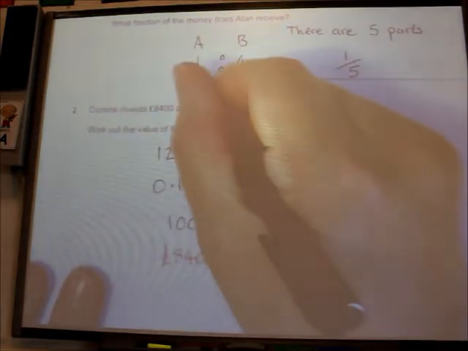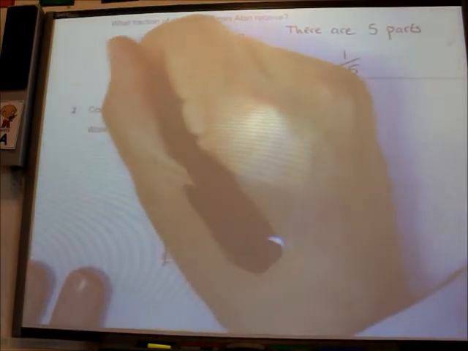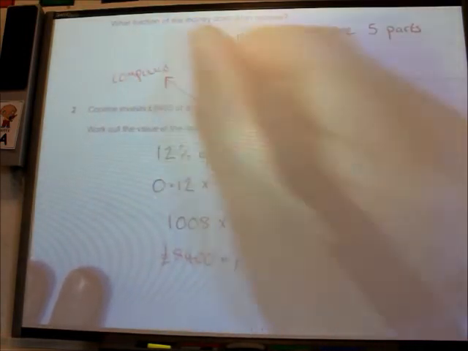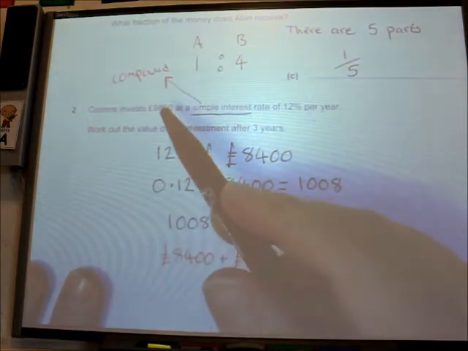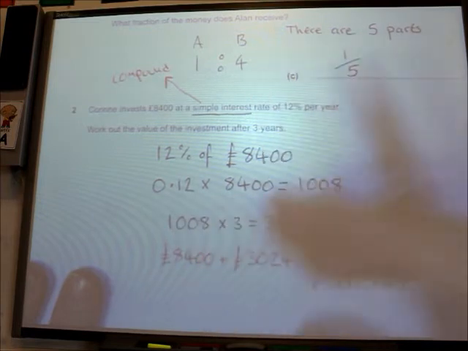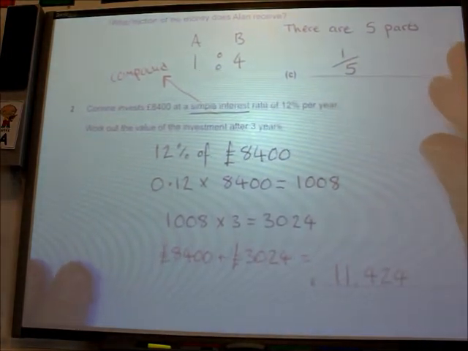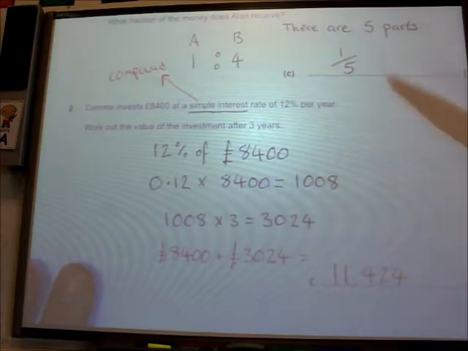The other form of interest, which is the trickier one, is called compound interest. And compound interest is when you have to add the percentage on again. And obviously that money goes up, because as the money goes up, the percentage of it will get higher. Hopefully there's a question later on to have a look at. If you're not sure what I'm talking about, please ask your maths teacher.